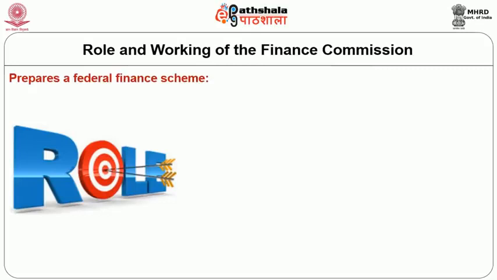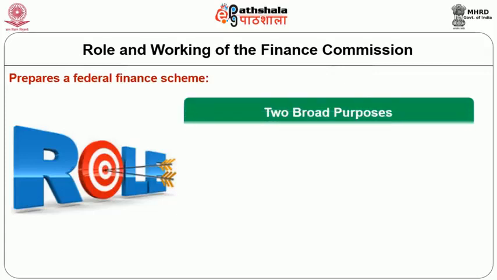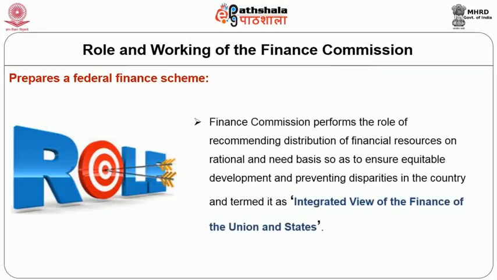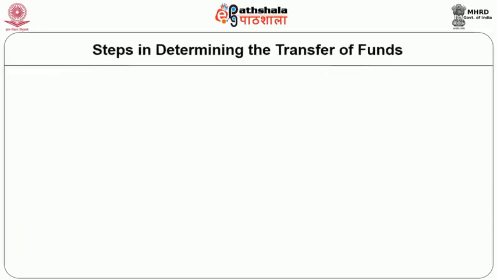Role and working of the Finance Commission. It prepares a federal finance scheme basically to serve two broad purposes. Number 1, augmenting the states' own limited resources from the surpluses of the Union, and number 2, ensuring the transfer of funds in such a manner as to assist adequately the states with comparatively less capacity to raise resources. The Finance Commission performs the role of recommending distribution of financial resources on a rational and need basis so as to ensure equitable development and prevent disparities in the country, and this is termed an integrated view of the finances of the Union and states.